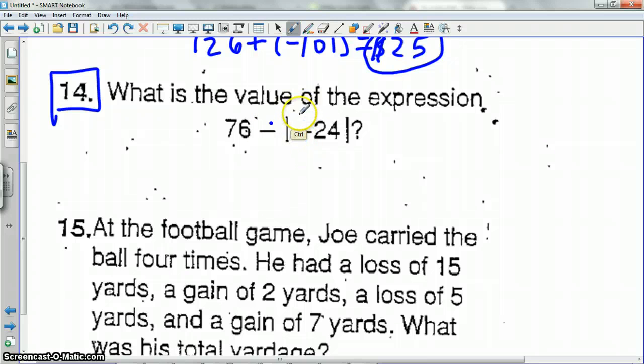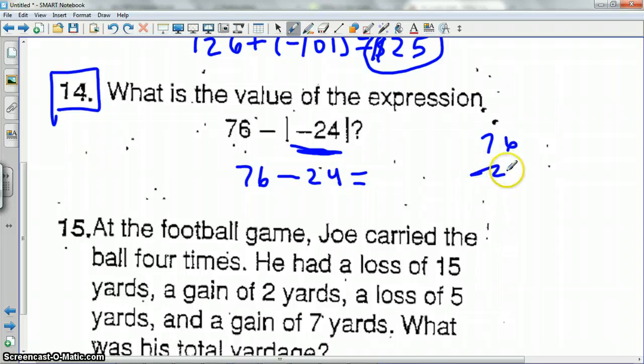That's only if it were parentheses. For this, the first thing we do is this absolute value. Remember, absolute value is the distance from 0. So if I drew a number line and put negative 24 and counted, it would be 24 spaces from 0. So remember, absolute value is just the positive form of the number. It's always positive. Now this negative, since it's not inside the bars, needs to come straight down. And so your answer is going to be 76 minus 24. And that's a basic subtraction problem that I know you can do, so I'm not going to do that for you. But 76 minus 24.